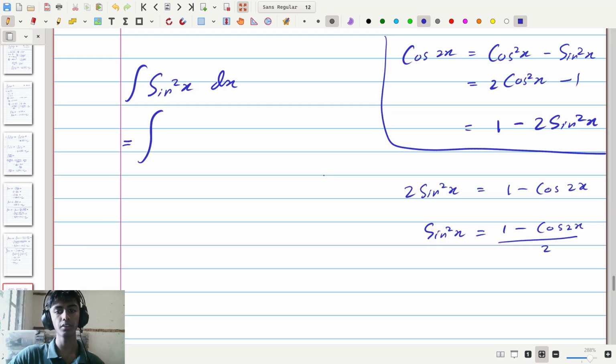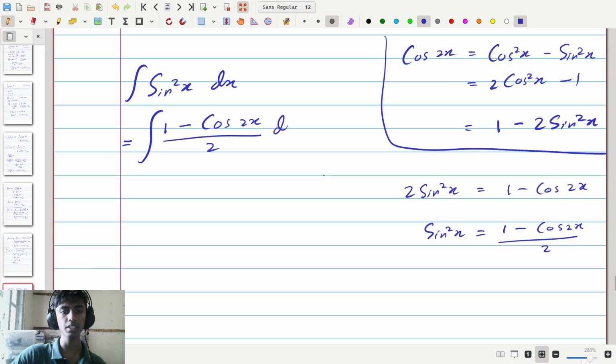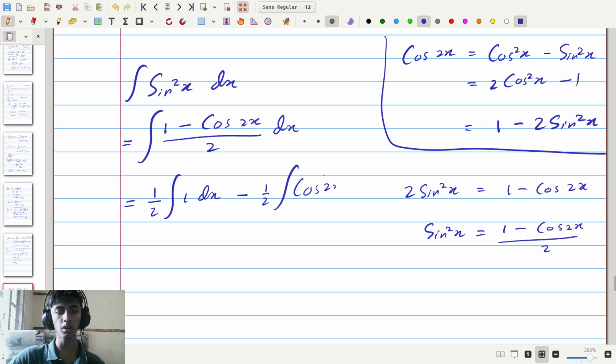We replace it with 1 minus the cosine of 2x over 2, dx. Now what we're going to do is take this 2 to the outside as 1/2, because it's a constant, so we can take it out of the integral as we please. Then we have 1/2 times the integral of 1 minus cosine of 2x, which we can again split as the integral of 1 with respect to x minus 1/2 times the integral of the cosine of 2x with respect to x. For the first bit, the integral of 1 with respect to x is simply x. Multiplying that by the half, from this bit we get x divided by 2.